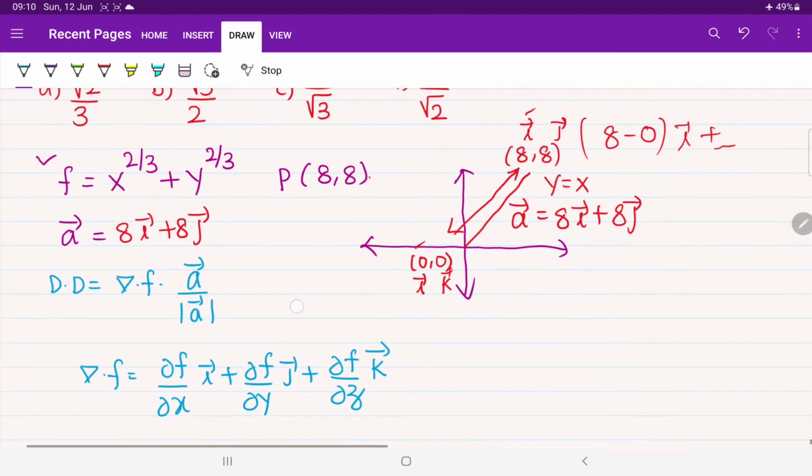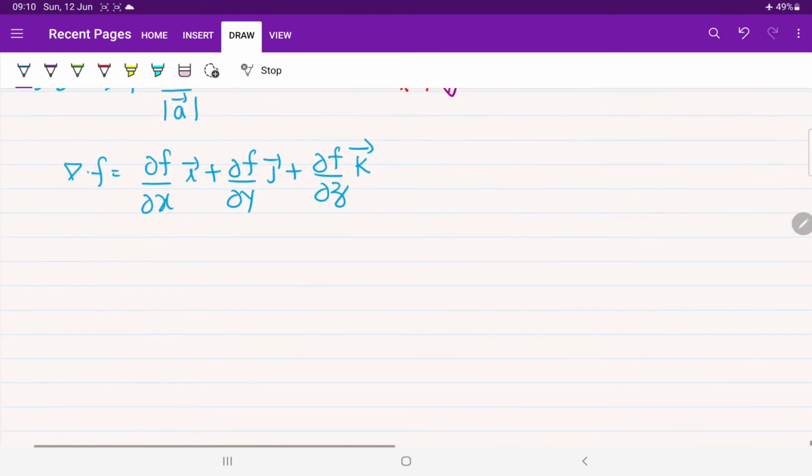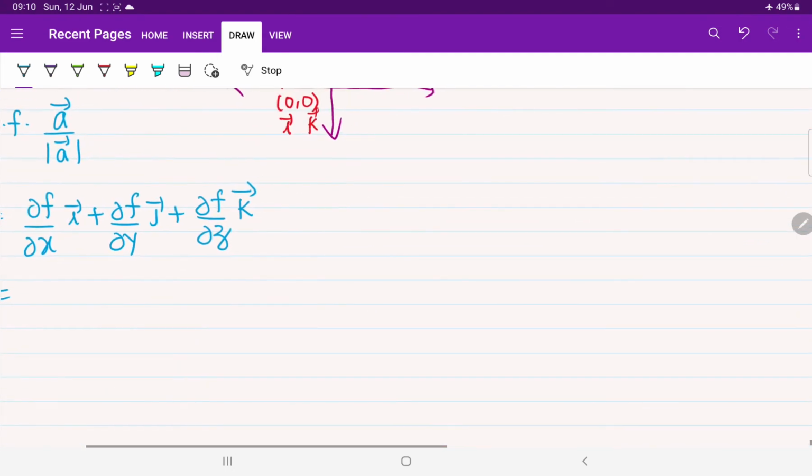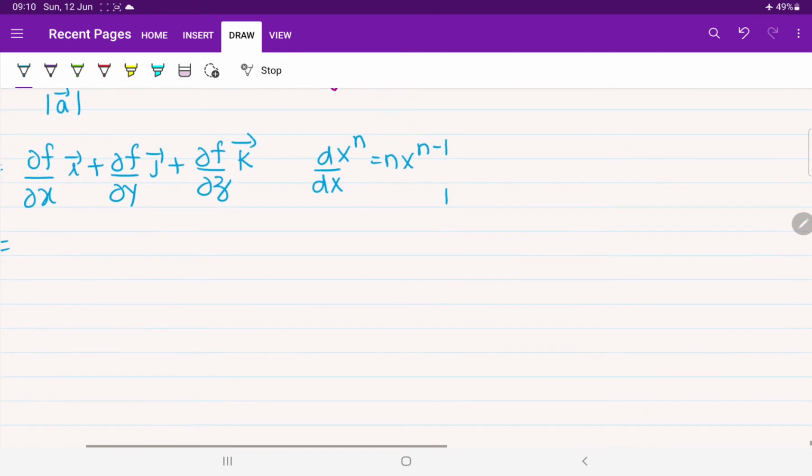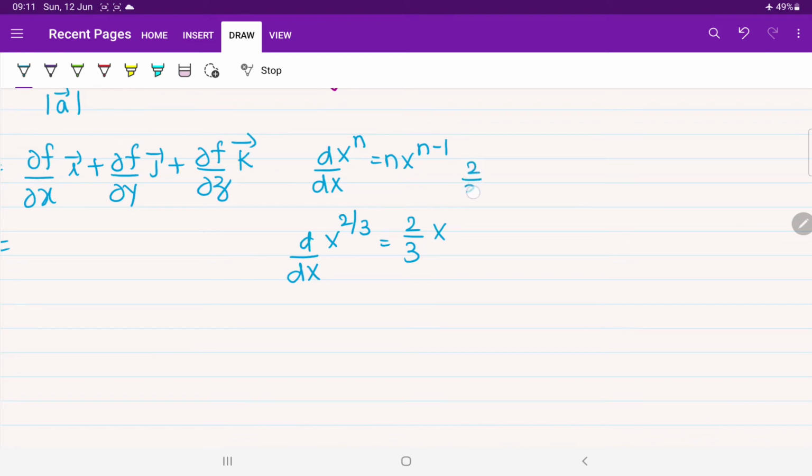Now take your function and differentiate it with respect to x. What will you be obtaining? Differentiation of x power n with respect to x will give you n into x power n minus 1. So if we have x power 2 by 3 in place of x power n, while doing the differentiation, this will give you 2 by 3 into x power 2 by 3 minus 1. So 2 by 3 minus 1 will be equal to minus 1 by 3.